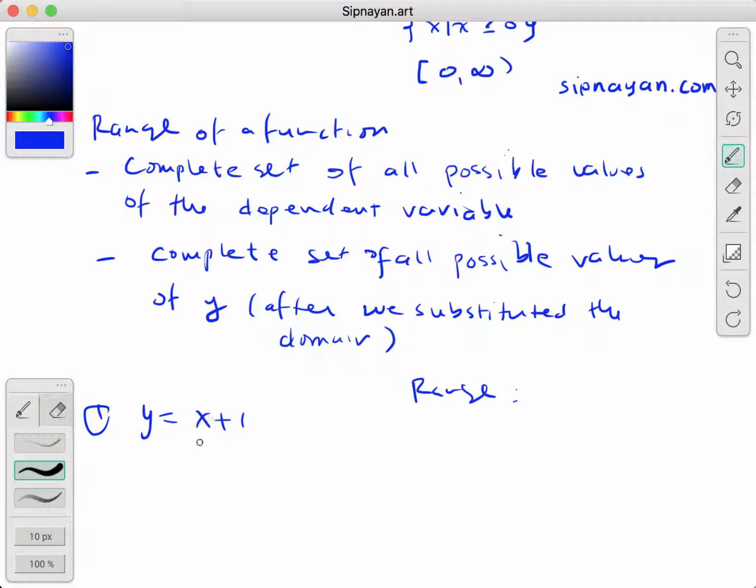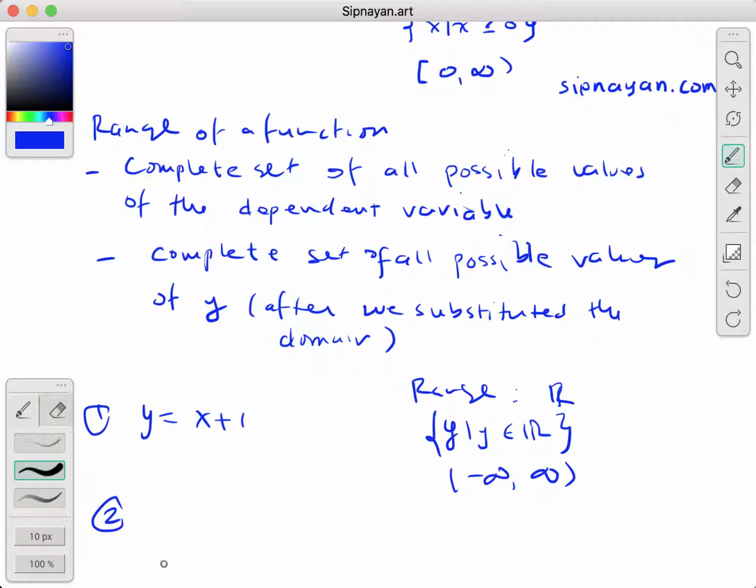Ibig sabihin, pag sinubstitute mo lahat ng x dito, lahat ng real numbers, puro real numbers yung makukuha mo dito, all the real numbers. So, actually, the range is the set of real numbers, or y such that y is an element of real numbers. No? Yan yung ating range. And again, by set notation, we have negative infinity up to infinity.